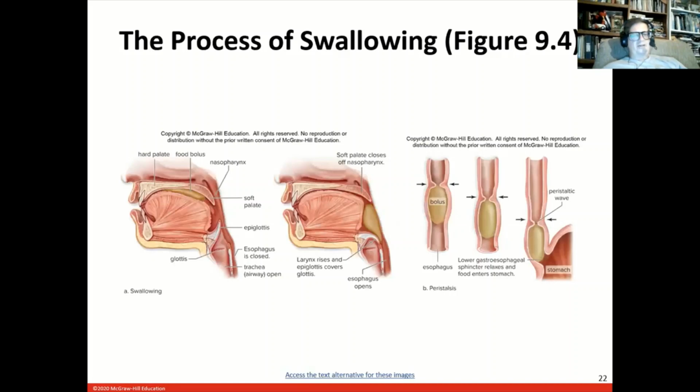Hey, here's a pretty picture of it happening. We've talked about that. No big deal. Here is the peristalsis, the second part, picture B. That's the circular rings pushing the food down the esophagus. All right.